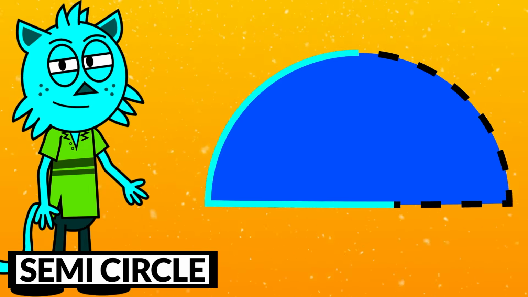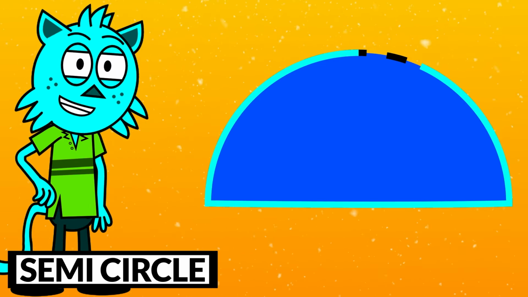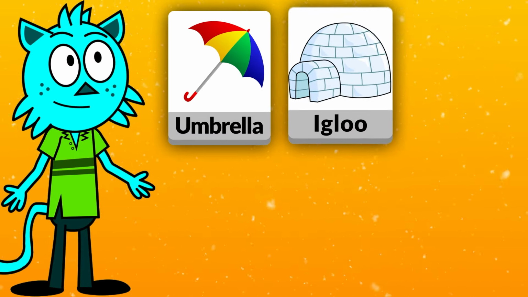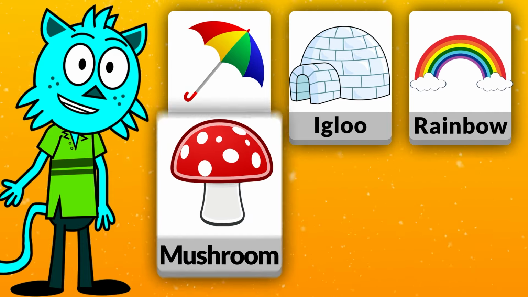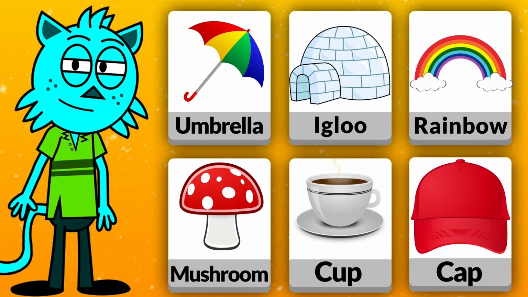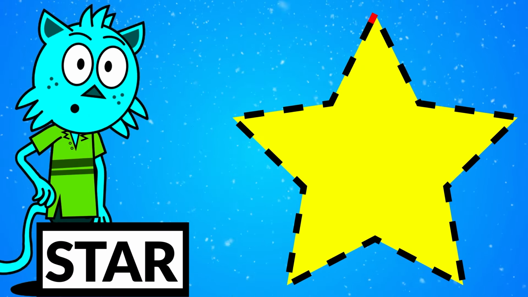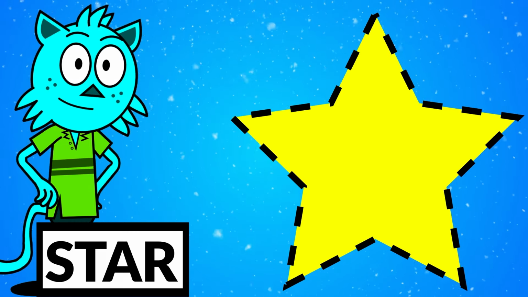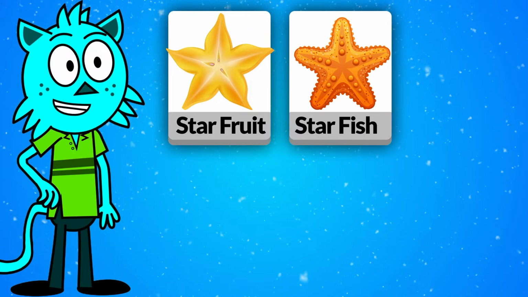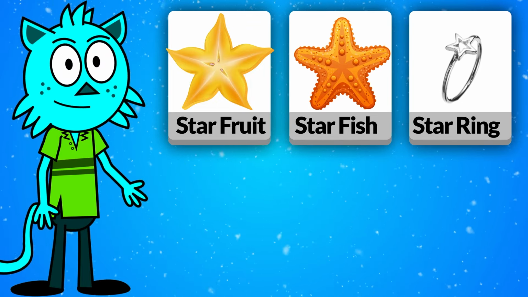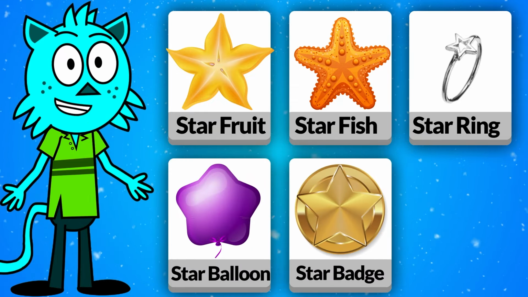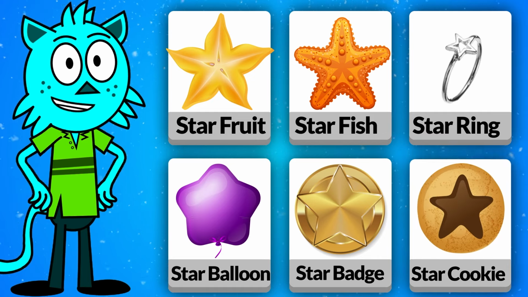Semicircle. Igloo shape is semicircle. Rainbow shape is semicircle. Mushroom shape is semicircle. Cup shape is semicircle. Cap shape is semicircle. Star. Food shape is star. Starfish shape is star. Star ring shape. Cookie's shape is star.